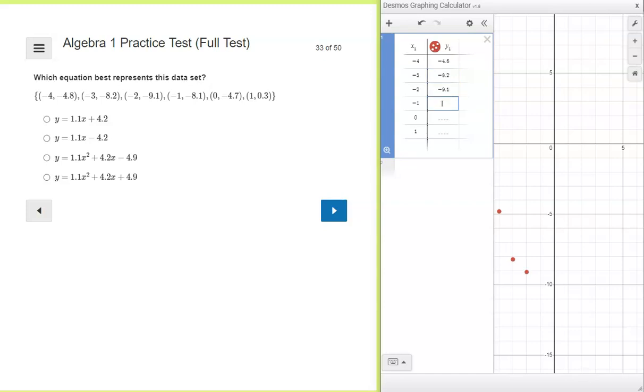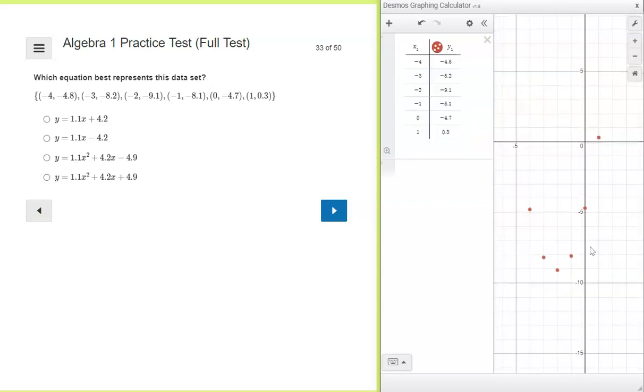Typing them in. I hope you can see the pattern that it's graphing. Looks like a quadratic because it's definitely curving right there. 0 and then one more, 0.3. Okay, so I do have the shape of a quadratic here. It has a curve. So I would say either this one or this one because of the x squared.